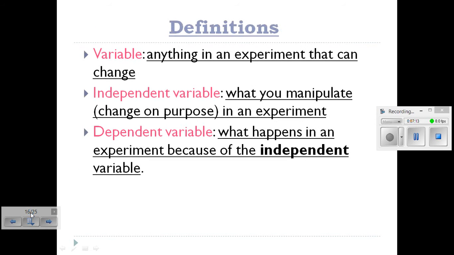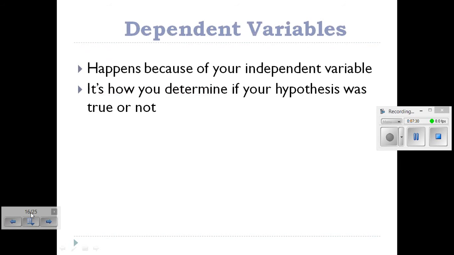Now let's look at another definition. What is the dependent variable? Well, the dependent variable is what happens in an experiment because of the independent variable. It relies solely on what your independent variable has. So let's look at it. Dependent variables, they happen because of your independent variable. It's how you determine if your hypothesis was true or not.